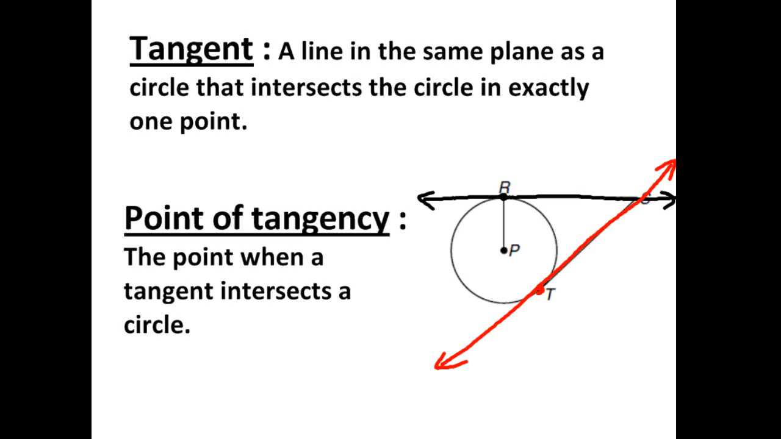One thing that commonly confuses people, they draw something like this and say, hey, isn't that a tangent? It only hits the circle in one spot. Well, no. It would hit the circle in more than one place if I extend the line out. Notice how it hits the circle in two different spots now.